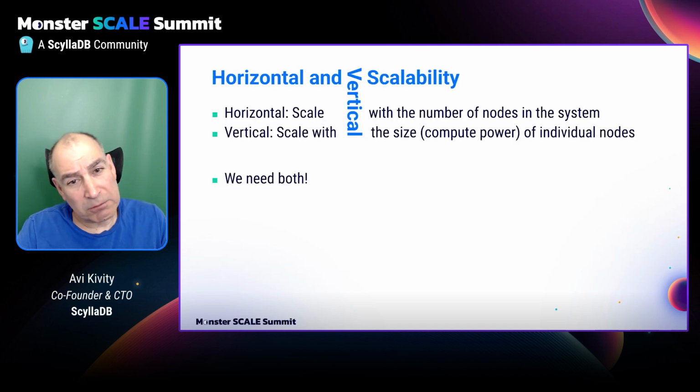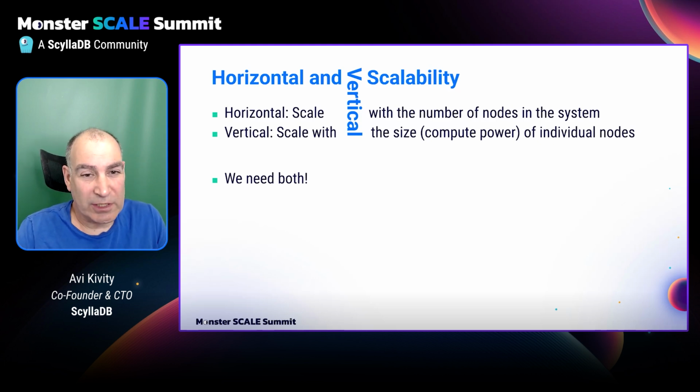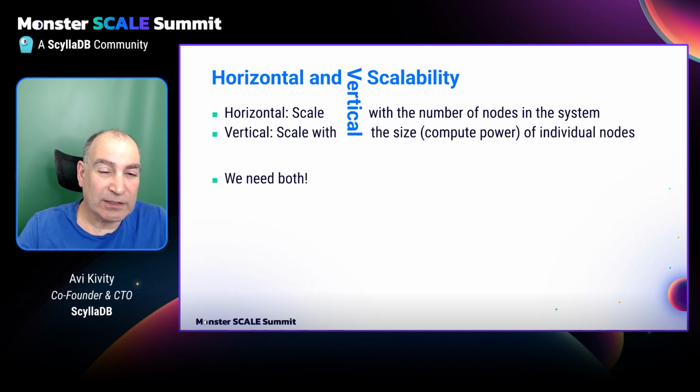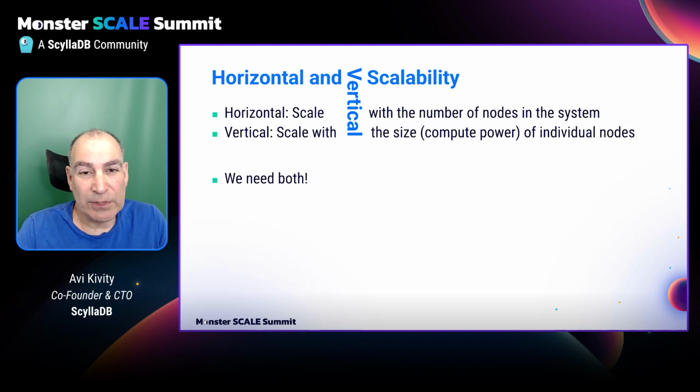So horizontal and vertical scalability. Horizontal is what we just discussed. You scale with the number of nodes, but vertical means scaling with the size or the compute power of individual nodes. And in the last decade or so, it became very important because nodes started growing huge numbers of vCPUs, and it's quite a chore to be able to utilize all of them. And they are both important, and we'll see why.